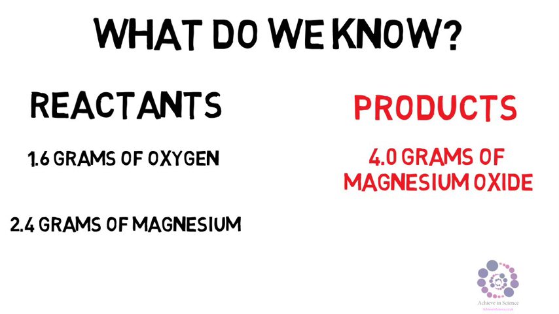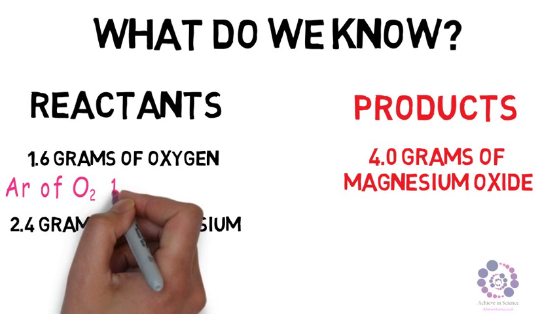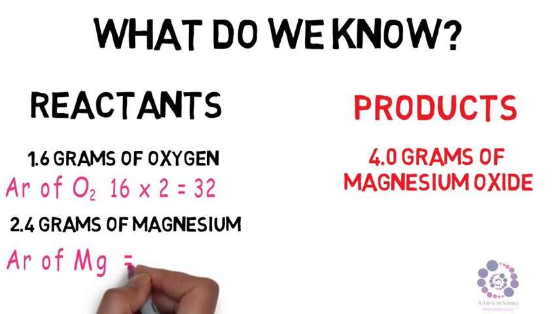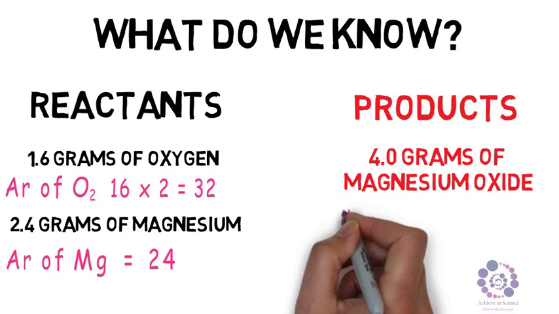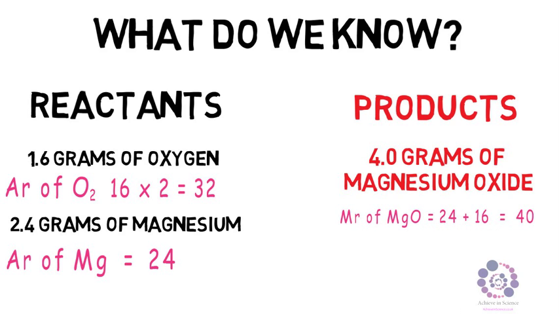Now you can use other information, so you know the relative atomic masses of each of these elements. So therefore oxygen would be 32, as you've got 2 atoms. Magnesium would be 24, and magnesium oxide would be 40.